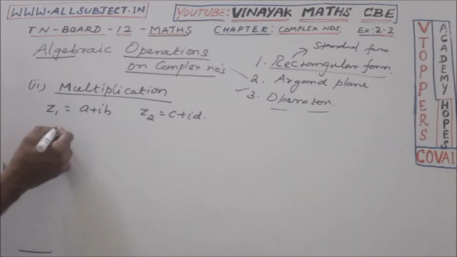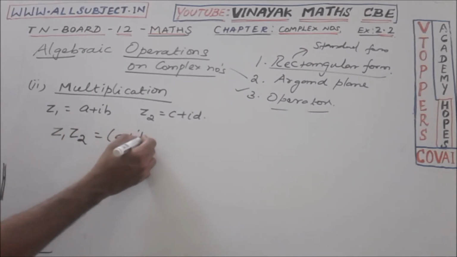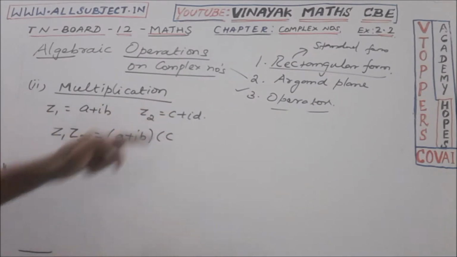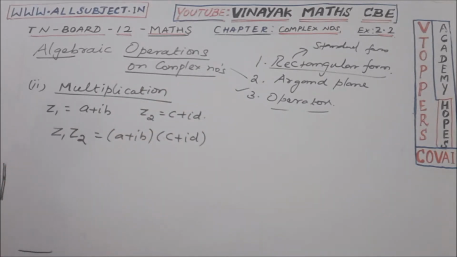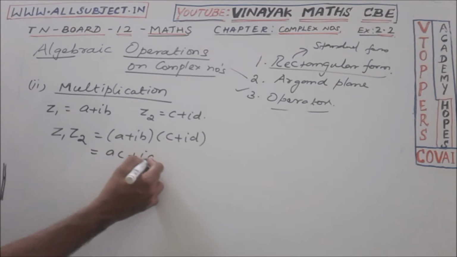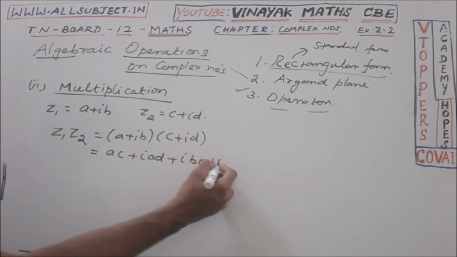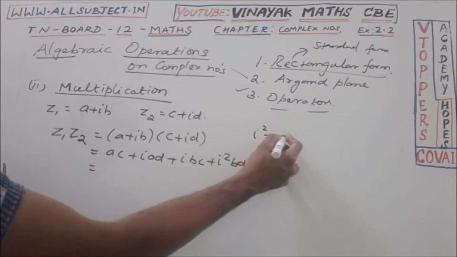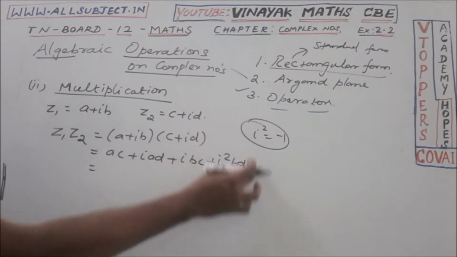Usually how will you do the product? Z1 into Z2 equal to A plus IB into C plus ID. I have taken two complex numbers as A plus IB and C plus ID. Then multiply by the usual method: AC plus IAD plus IBC plus I square BD, and then we know that I square equal to minus 1. So applying it here, minus 1, it has no I term.